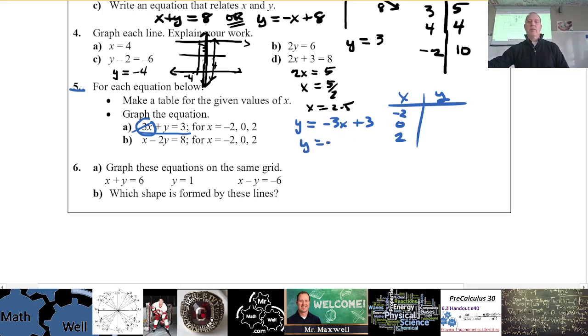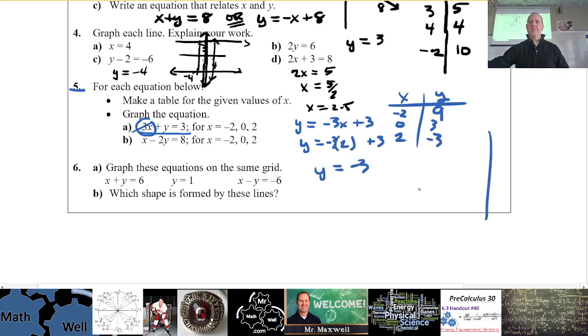So y equals negative 3 times what? Let's do the first one, negative 2 plus 3. Y equals 6 plus 3, y equals 9. So guess what? 9 goes there. Change the value there from negative 2, let's make it 0. Okay, well, that's going to be 0 plus 3, or 3. And then finally, if we try 2 in there, that's going to be negative 6 plus 3. That's y equals negative 3. So I'm doing that real quick.